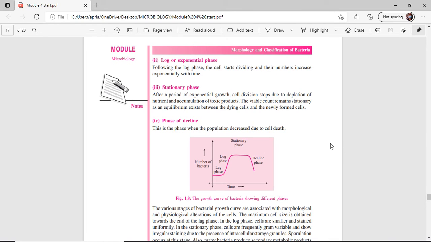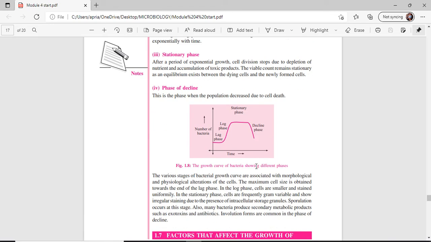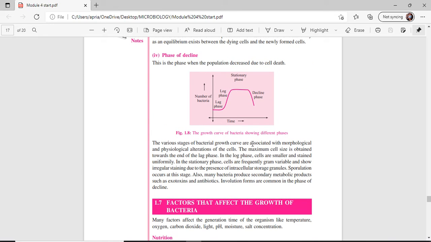Next is the phase of the decline. Okay? Whereas, ang mga pagkaon or ang nutrients goes below na. This is the phase when the population is decreased due to cell death. Okay. The various stages of bacterial growth curve is associated with the morphological and physiological alteration of the cell. The maximum cell size is obtained toward the end of the lag phase.